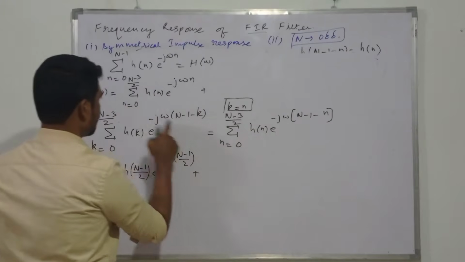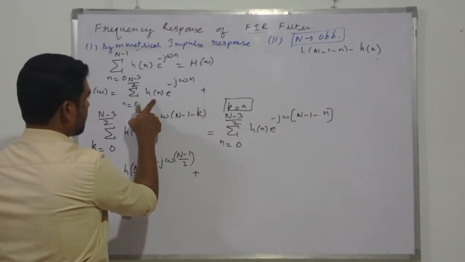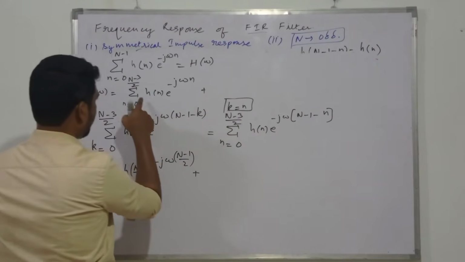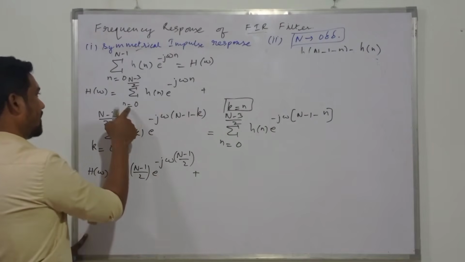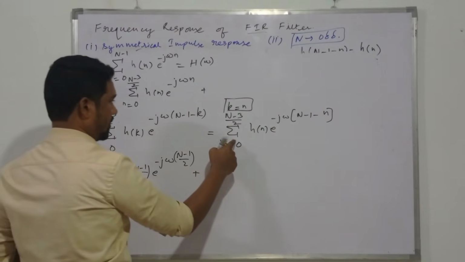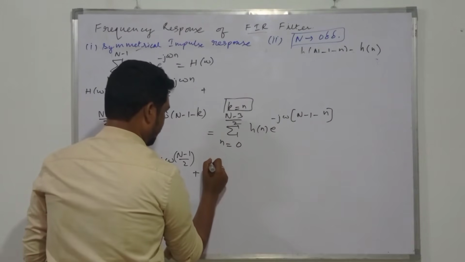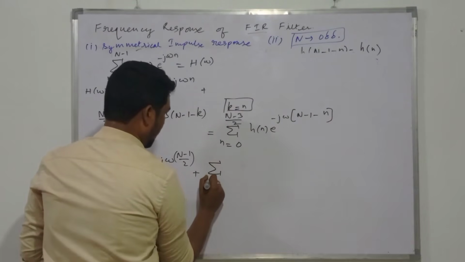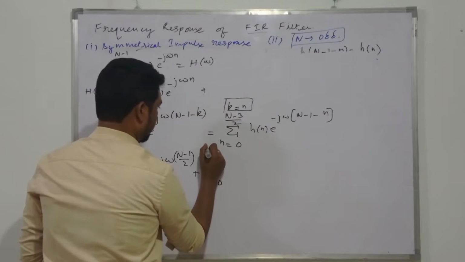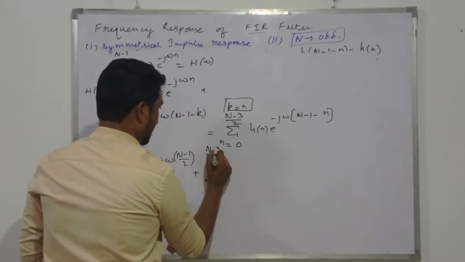Summation is common. H of n is common, so that could be taken out from here. The first summation is n equal to 0 to (n minus 3) by 2. Even this is n equal to 0 to (n minus 3) by 2, the summation n equal to 0 to (n minus 3) by 2.